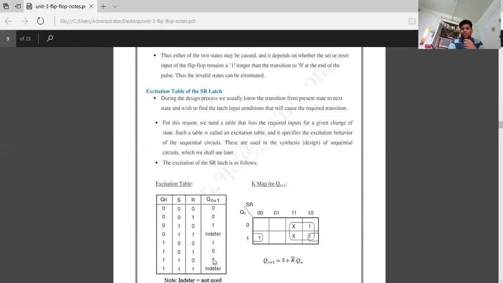This is the set value and this is the reset value. So for 0 0, the previous value is saved. After that we have to solve the K-map. In the K-map, for the next state, we have to solve the equation of Qn plus 1, which gives S plus R dash Q.